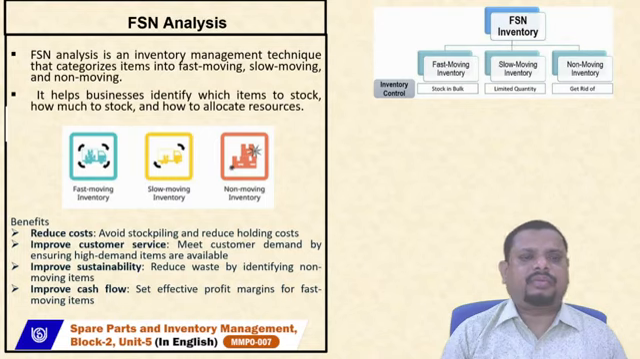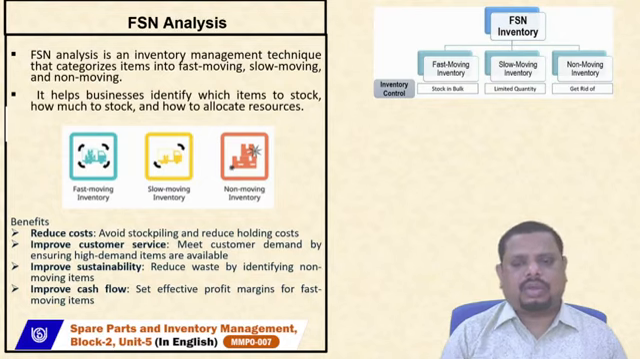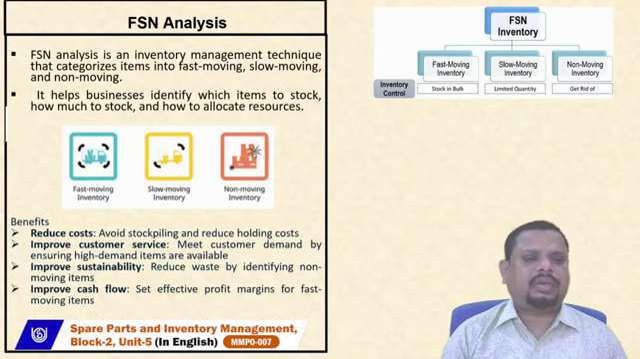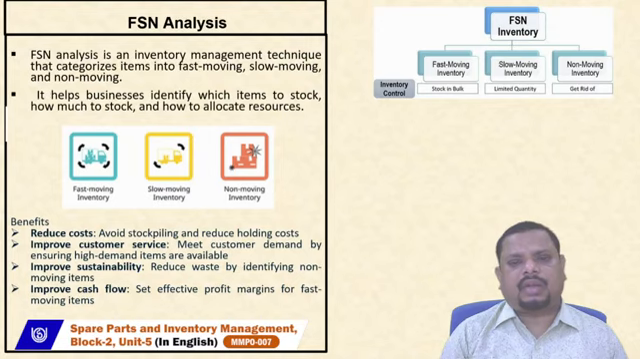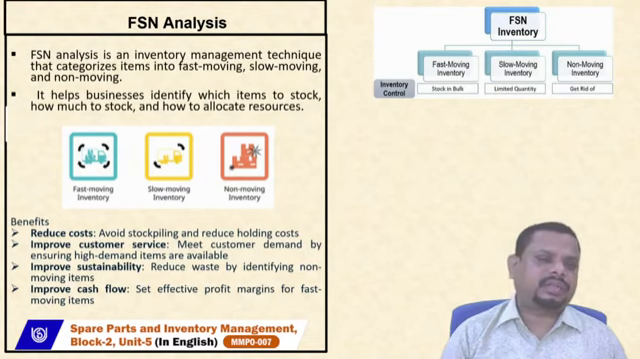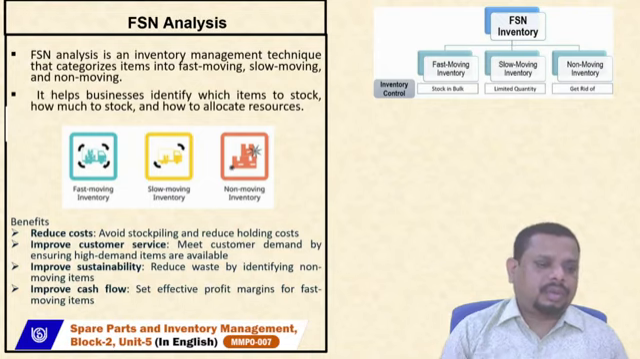And what are the benefits of your fast moving, slow moving, and non-moving analysis? The first one is reducing the cost. So how to reduce the cost? By avoiding stock piling and reducing the holding cost. If you reduce your holding cost, automatically the inventory level is optimized, and it does not directly affect your operational expenses. And if your operational expenses are reduced, profit maximization goes higher for the organization. So it's a positive sign for industries.